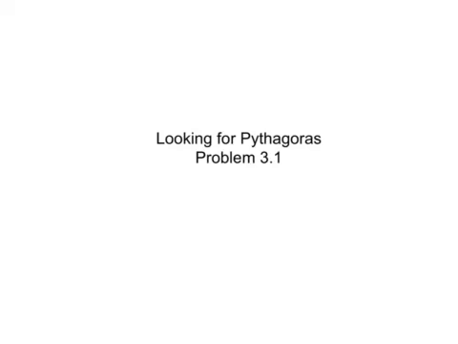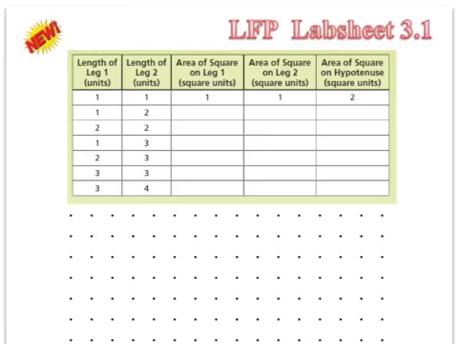This video corresponds with Looking for Pythagoras, problem 3.1. To go along with problem 3.1, we've made this handy-dandy lab sheet. So go ahead and pause this video and grab that lab sheet. If you need to, download it from the website. You'll definitely want your Looking for Pythagoras book out to problem 3.1 and a pencil handy. It will walk you through how to fill this thing out.